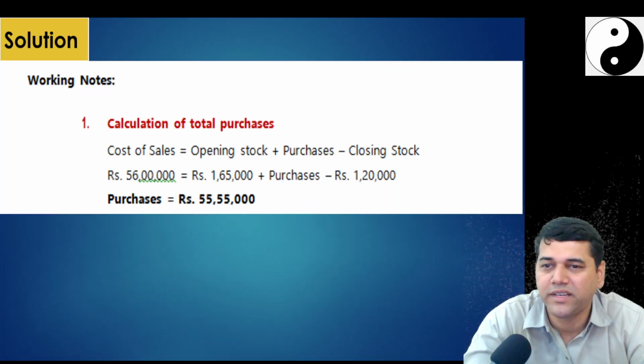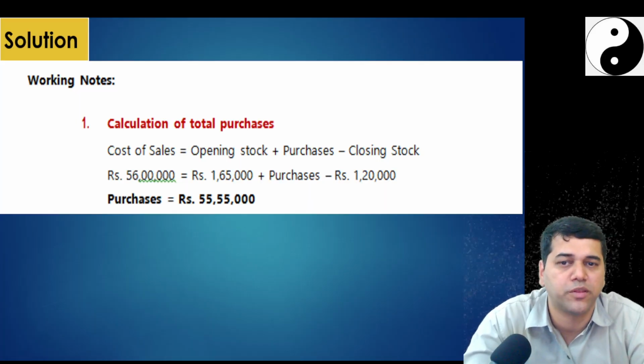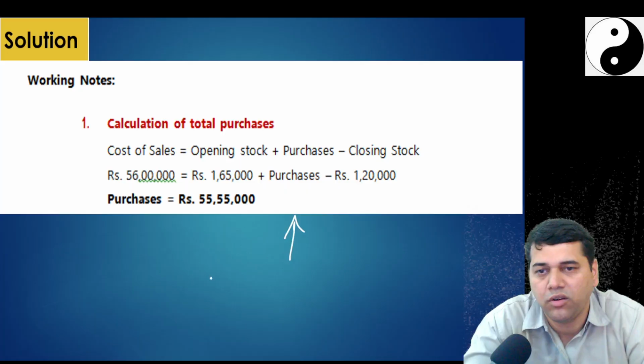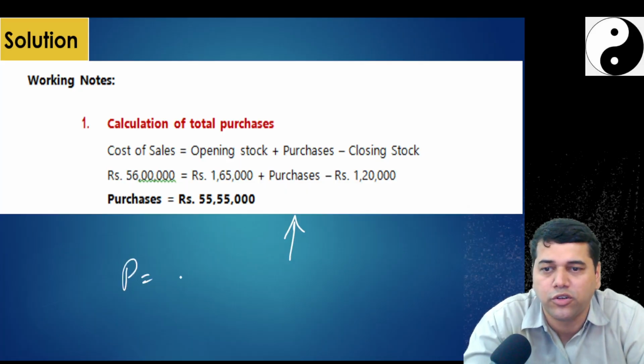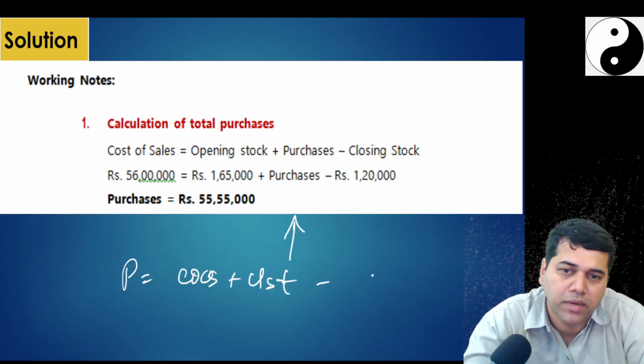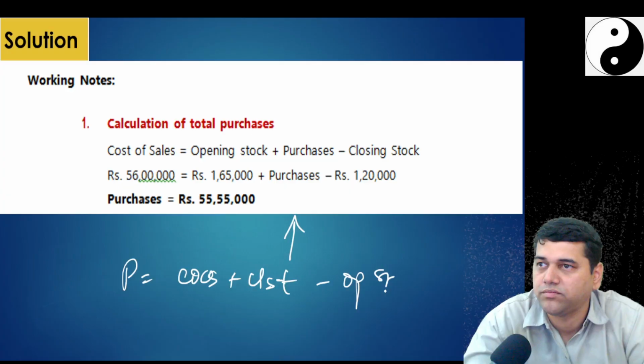See, they have presented it like this. Cost of sales is equal to opening stock plus purchase minus closing stock. So if you want to find out only purchase, you can write the equation like this. Purchase is equal to COGS plus closing stock minus opening stock.